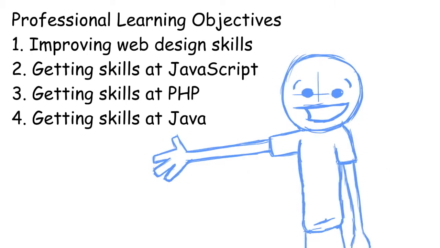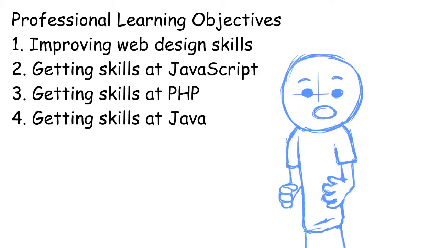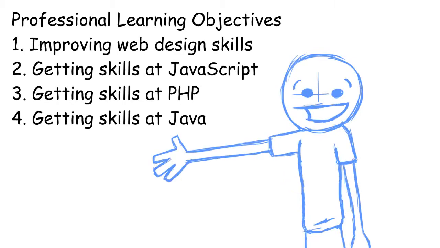So, let's just go very quickly over the objectives for the internship, so we know what we're aiming for here. First off, we have the professional learning objectives. There was some confusion about this, but it worked out after some trial and error. They ended up being as follows. Further improve my web design and development skills. Getting skills at working with JavaScript. Getting skills at working with PHP. Getting skills at working with Java.